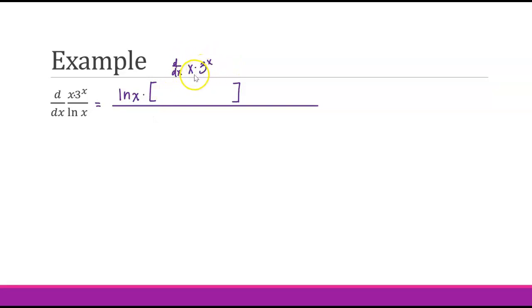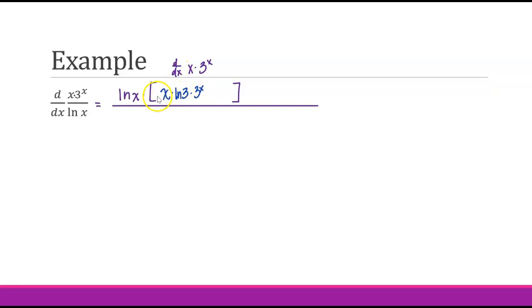So the derivative of this product is going to be, we leave one function alone. I'm going to leave the first function alone, so that's x times the derivative of the second function. Well, this is a general exponential. The base is 3. So we're going to have a natural log of 3, natural log of the base, times 3 to the x.